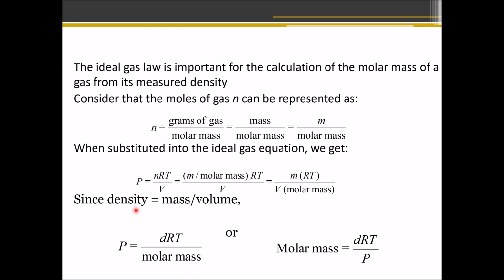But we know that density is mass by volume. So the mass divided by volume can be substituted with density. So pressure equals density times R times T divided by molar mass, or you can rearrange this formula here to calculate molar mass. So if you calculate the density of the gaseous sample, you can easily find out the molar mass by multiplying it times RT over P.